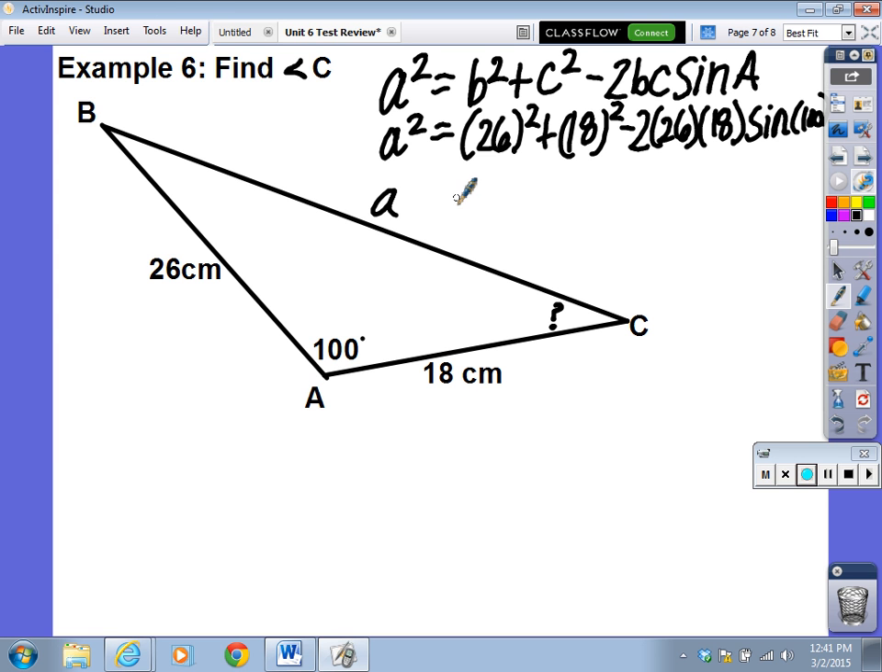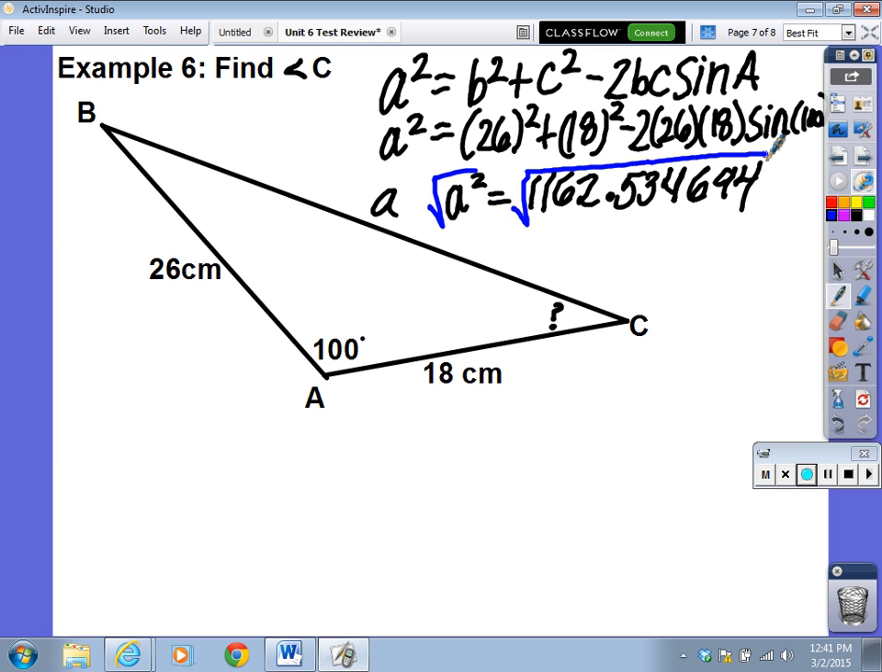I would save myself time and just type it in, but make sure you type it in correctly. If you do, you should get a squared is equal to 1,162.534,694. Now we have a squared, but we just want A, so what will I do? Square root both sides. On my calculator, there are many ways of doing it, but I just do square root of second answer. So A is equal to 34.1.